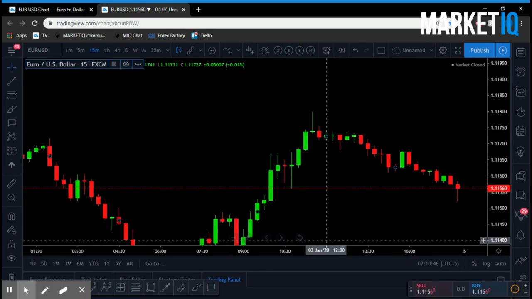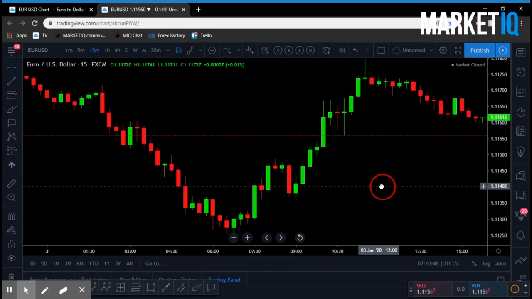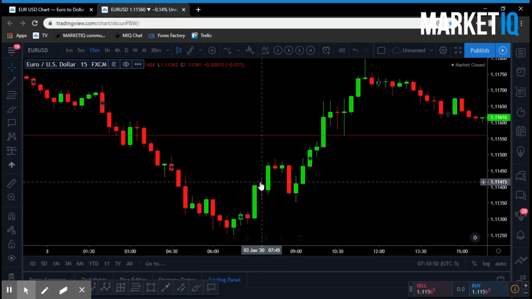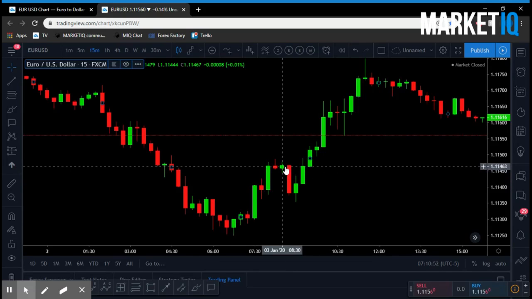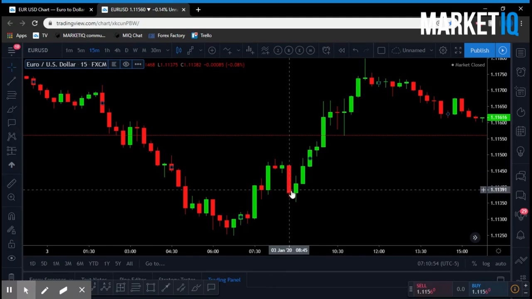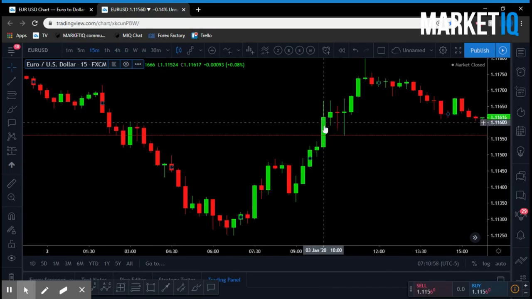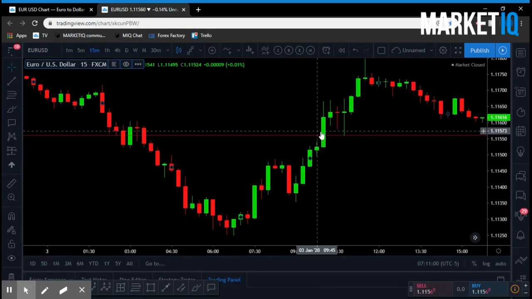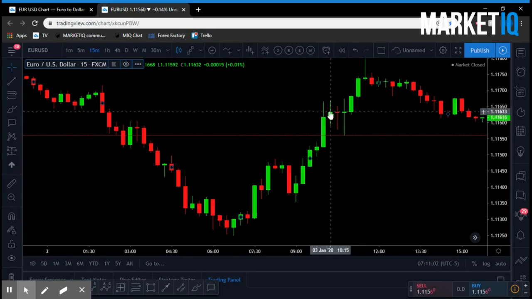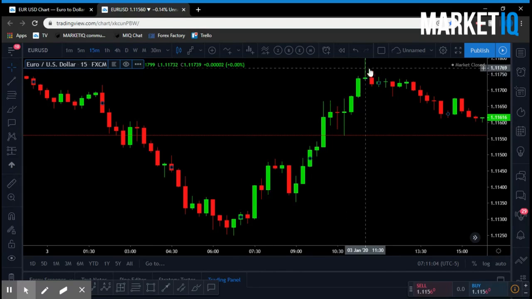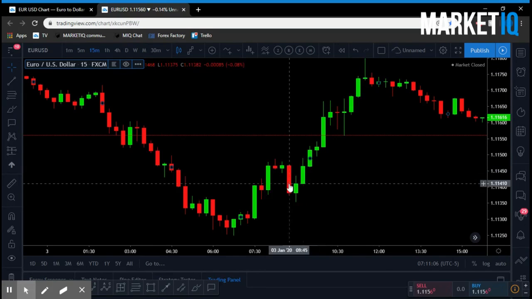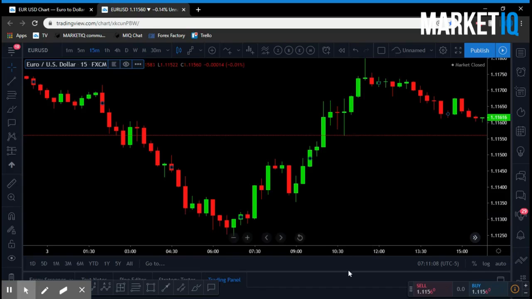So that is the basics of a candlestick. You've got your open, your close, your open, your close. The part that's filled in is called the body of the candle, and the part that shoots out from the candle is called the wick. All right, and that's your basics.